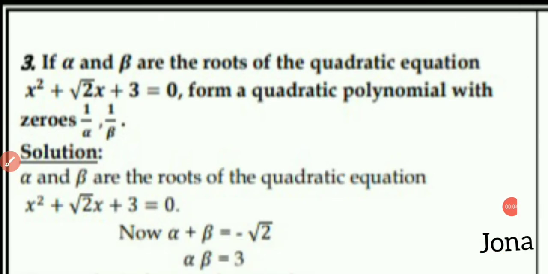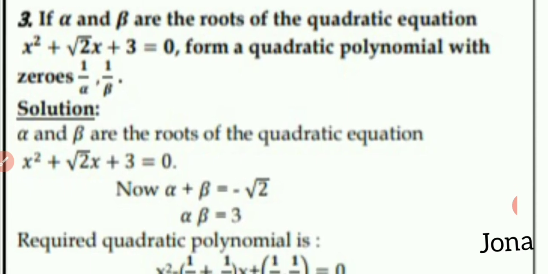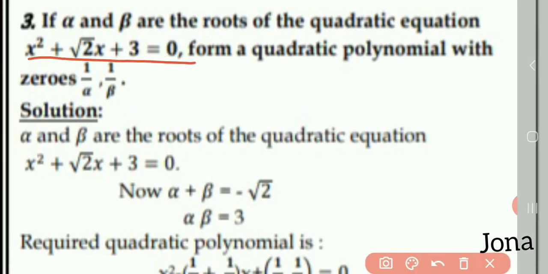Third problem. If alpha and beta are the roots of the quadratic equation x square plus root 2x plus 3 equal to 0, form a quadratic polynomial with zeros 1 by alpha and 1 by beta. Here that quadratic equation is given already. Let me take this equation as x square plus root 2x plus 3 equal to 0.